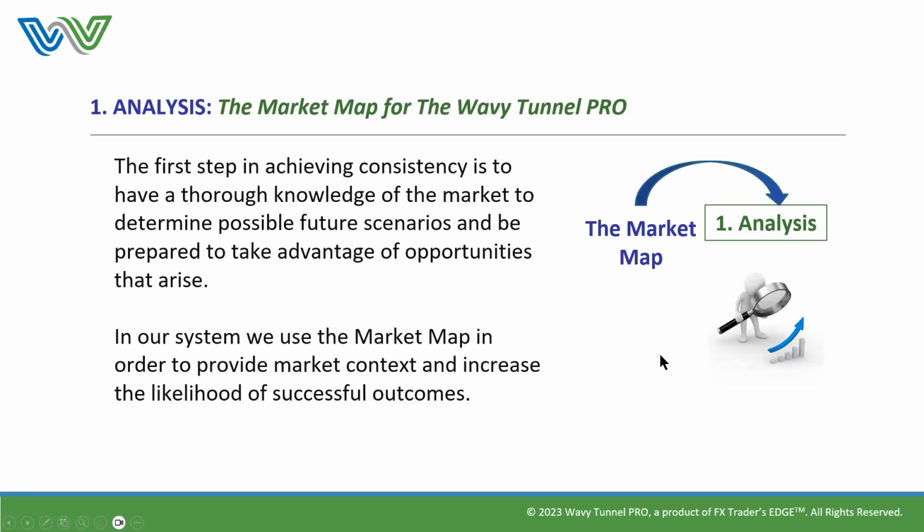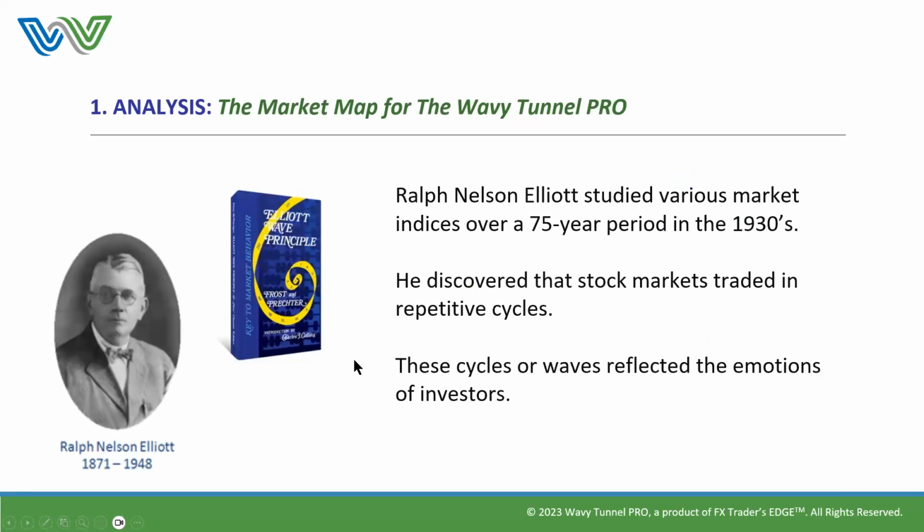So the market map analysis. The first step in achieving consistency is to have a thorough knowledge of the market to determine possible future scenarios and be prepared to take advantage of opportunities that arise. And in our system, we use the market map in order to provide market context and increase the likelihood of successful outcomes.